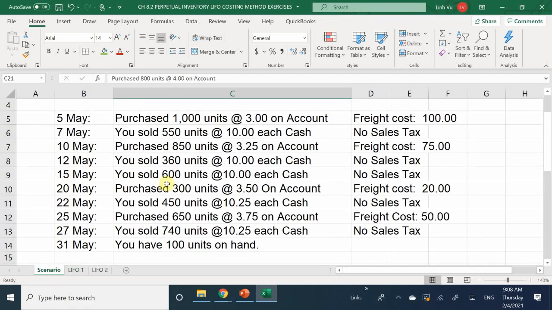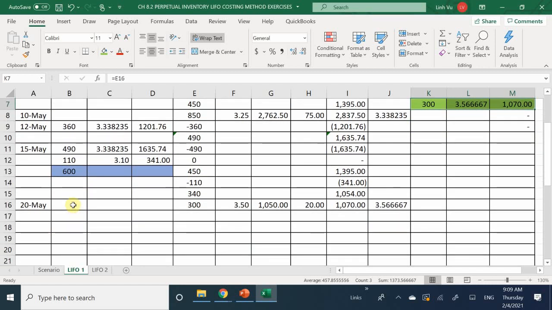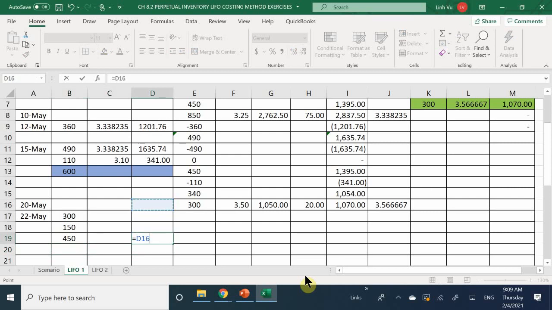So on the 22nd of May, you sold 450 units. So, do I have enough for 450 units? Yes, you do. However, let's look at our batch here. So what was it? May 22nd. We need to sell a total of 450 units. Here, our green batch is how much? 300. Yes, so therefore I need to split my transaction. Oh, I didn't add up my previous one up there.